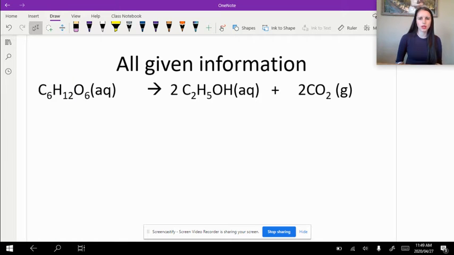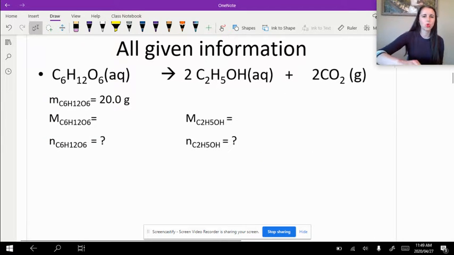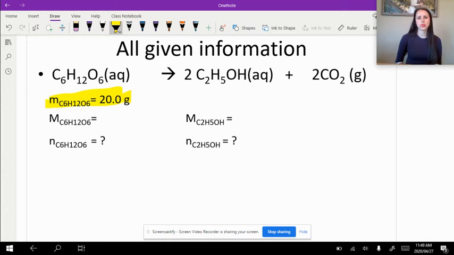The first thing we were given is our chemical equation, and we're going to check to make sure it's balanced. I see there's coefficients in there, so yes, we do know that it's balanced. So our next step is going to be to write down anything that was given. All my given information I've recorded here. Really the only bit of information that was given to me was my mass of glucose, which was 20 grams.